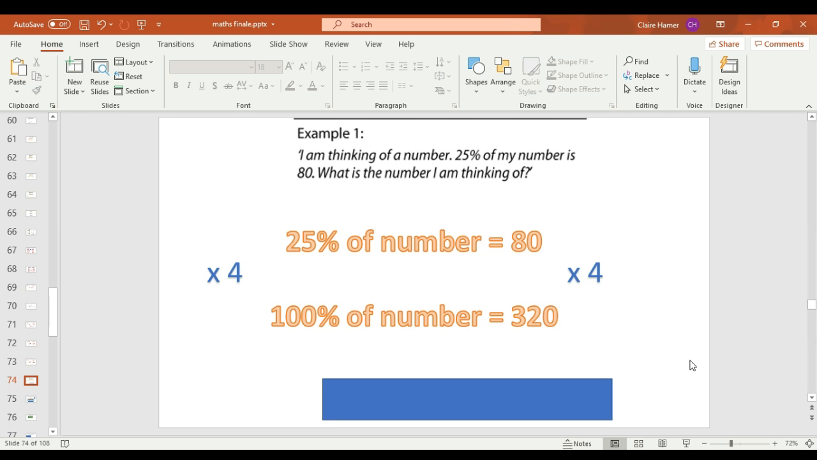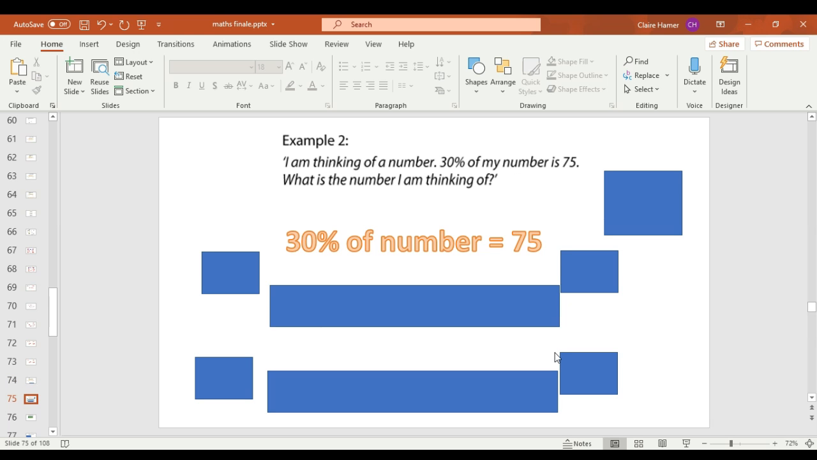And remember that this answer can be checked by actually finding 25% of 320. If you get 80, then you're definitely right. Okay, unless you've been unfortunate and made 2 mistakes. Let's have a look at the next one.